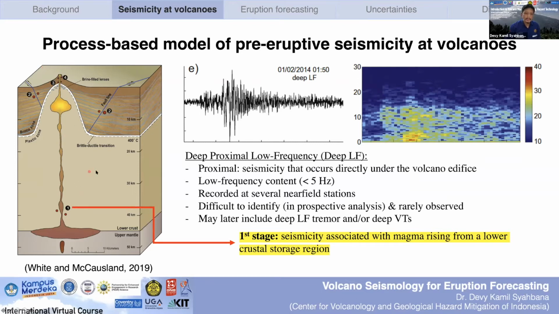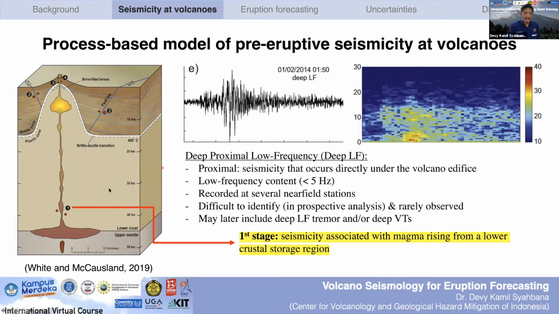And it has low frequency content of lower than 5 Hertz mostly, and is recorded at several near field stations. So even if this is a low frequency event, as it is deep, mostly it will be recorded by many stations around the volcano. But in reality, in prospective analysis, if you are monitoring a volcano, it is difficult to identify this kind of signal. And most often it's rarely observed.